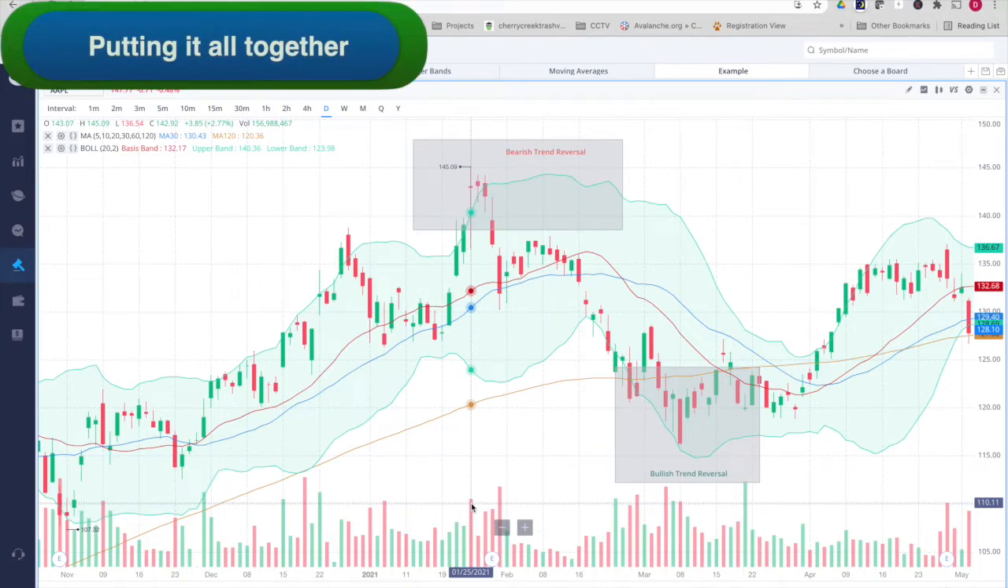Here we are again with Apple, and let's see what this chart shows us. On this chart, we have the 120-day moving average, the 30-day moving average, and this basis band within our Bollinger Bands, which are also added on the chart. So using these same examples that I had before, a bearish trend reversal and a bullish trend reversal, let's see how we can tie volume, Bollinger Bands, and moving averages into an informed idea of what's going on with this security.